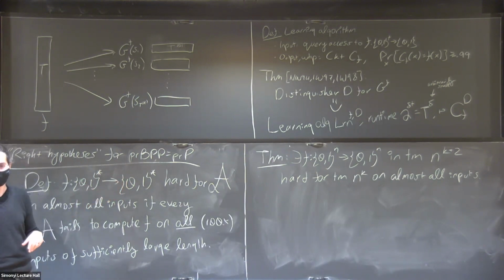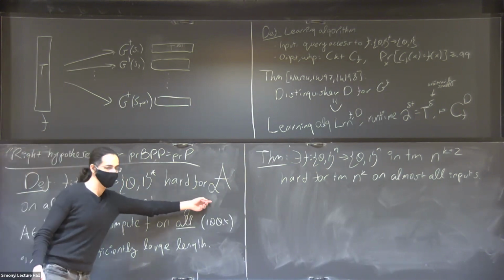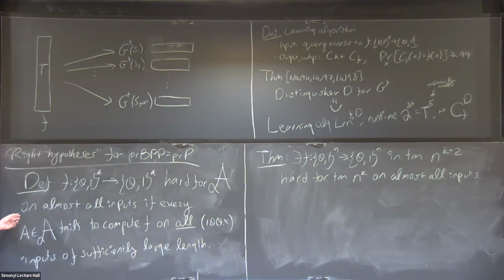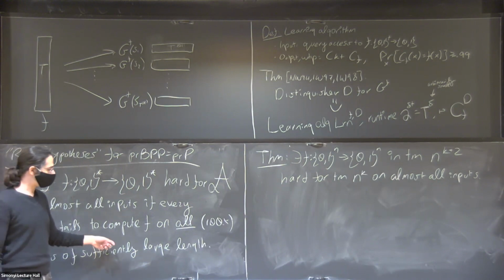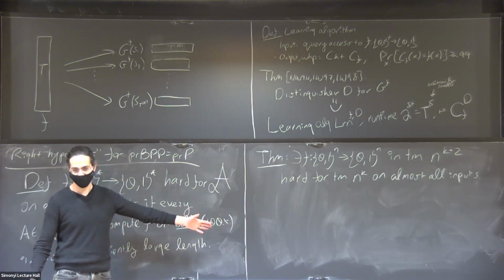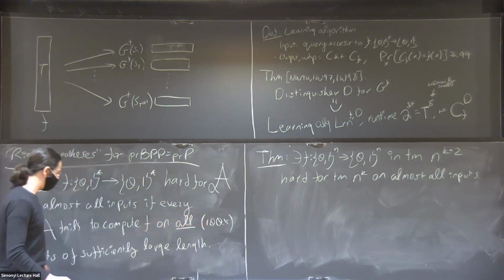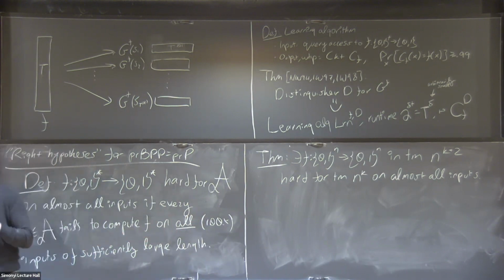least a super constantly many, is hard for an algorithm class A on almost all inputs if every algorithm A from A fails to compute the hard function on 100% of the inputs, each and every one of them, of sufficiently large length. And why am I saying sufficiently large length? Because we can always hardwire finitely many, right? You can always hardwire the first 1,000. But this says, okay, after the first 1,000, after the finitely many, it fails 100% of them always.